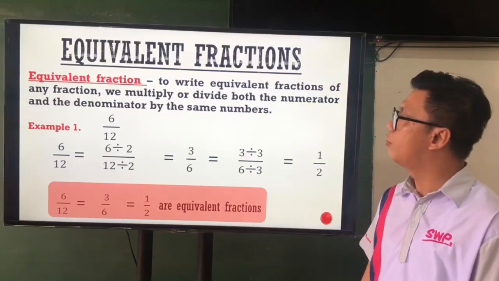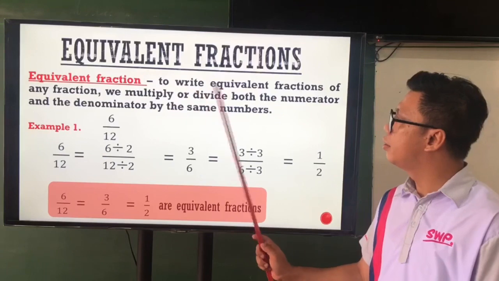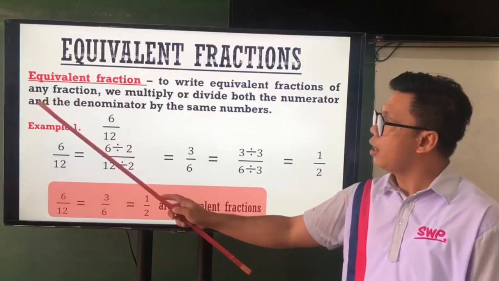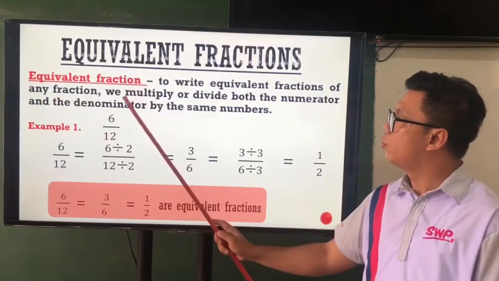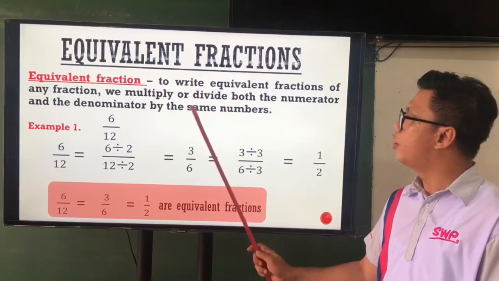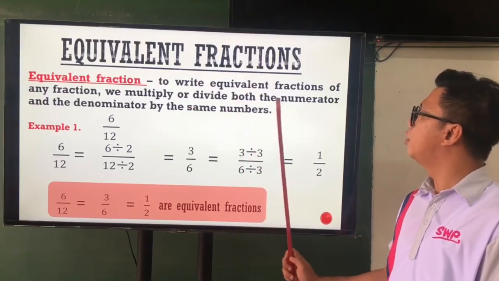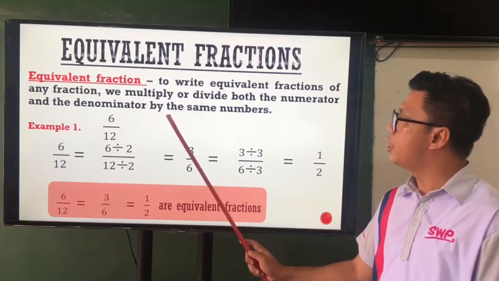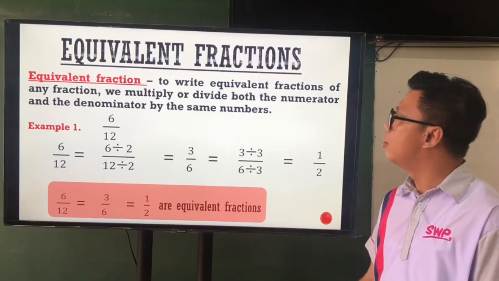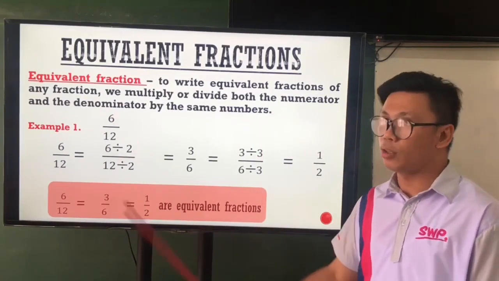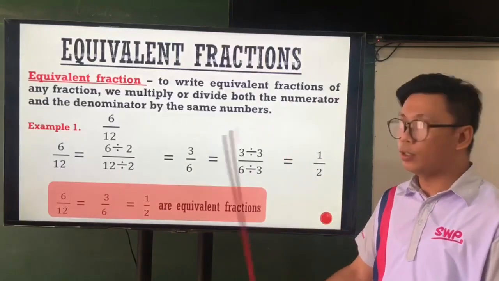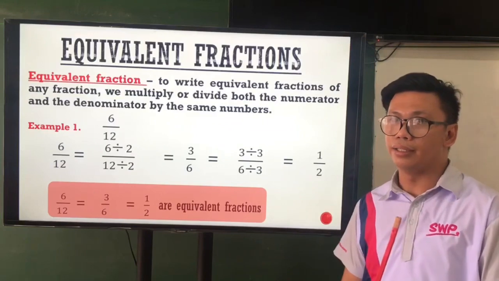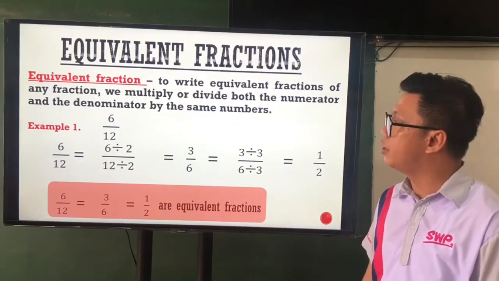Again, let's read, follow after me. To write equivalent fractions of any fraction, we multiply or divide both the numerator and denominator by the same number. The numerator is above the line and the denominator is below the line. Understand?